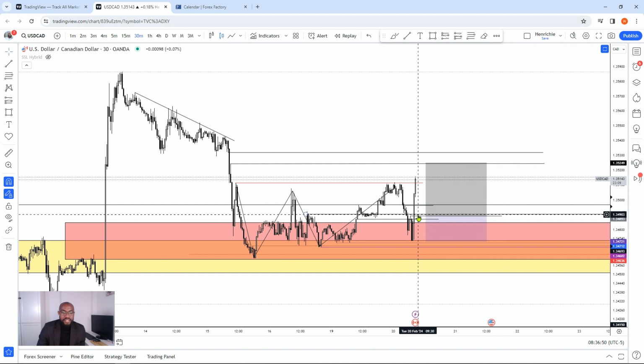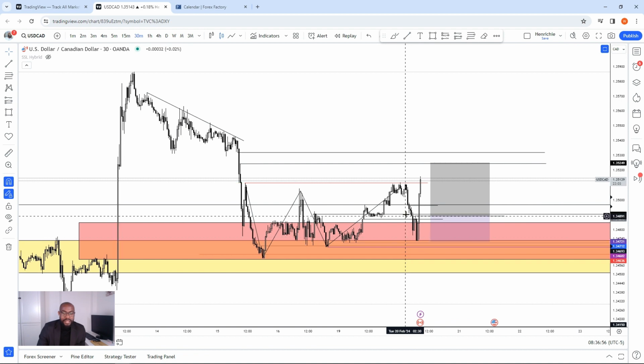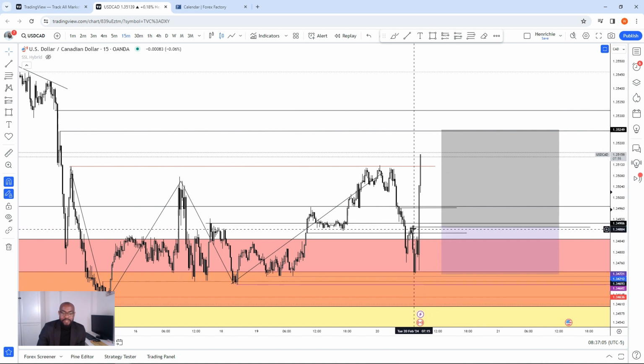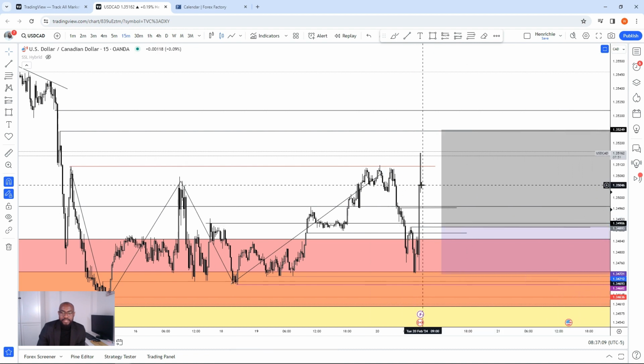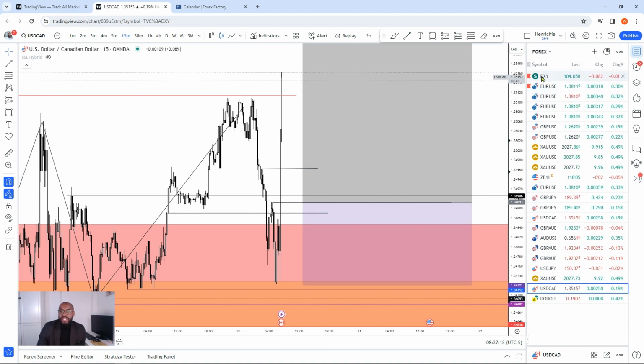What we can do is to be patient enough and wait to see how price is going to come back into our key level, which is right here, because this was the high, the low, and the break. So if we don't come in here, then there's no point trying to get into this trade. So this is all I'm waiting to see on USD CAD.